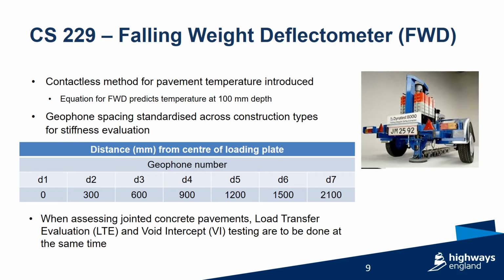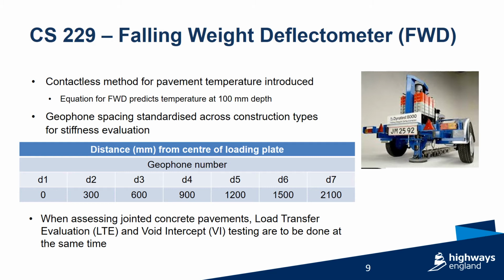The falling weight deflectometer is an optional method which can be used to give information on the structural condition of flexible and rigid pavements. There are a number of changes in the use of FWD in the new standard. Again, the option of contactless pavement temperature assessment has been introduced, and this is recommended as it removes the need to drill holes and measure the pavement temperature manually by a probe. In addition to speeding up the survey, it reduces the exposure of road workers to traffic. The FWD specific equation predicts the pavement temperature at the 100mm depth.